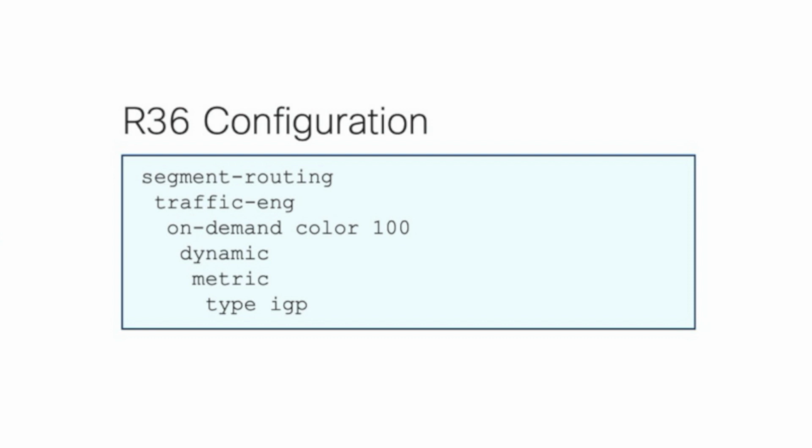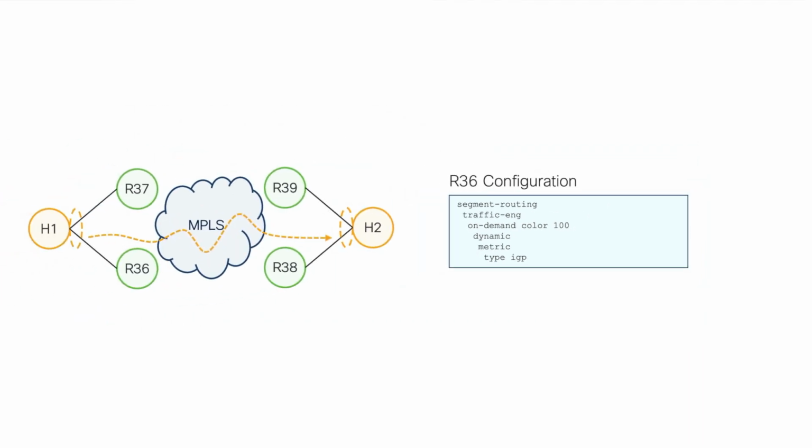transport when I'm receiving the color 100. Basically, I'm specifying the SLA. Here, for this basic example, I'm just saying, okay, I want to follow the IGP metric. So basically, I will get the path based on the IGP metric.